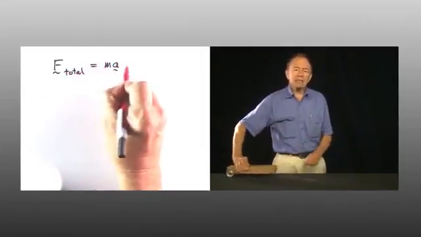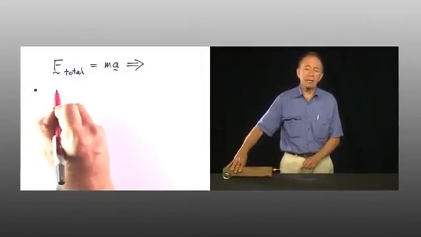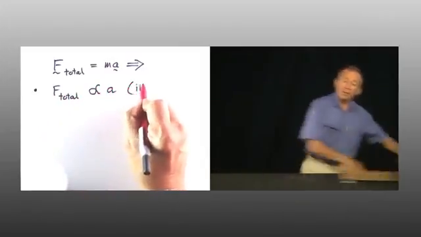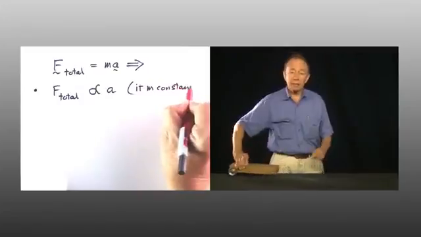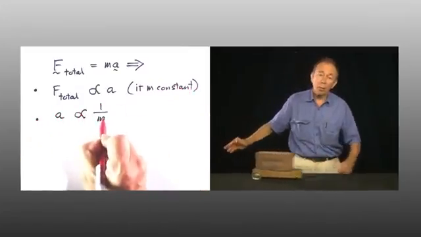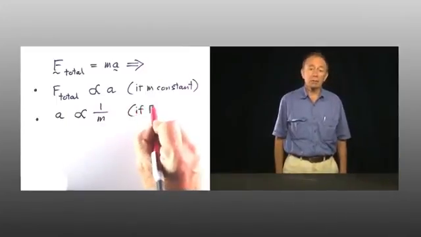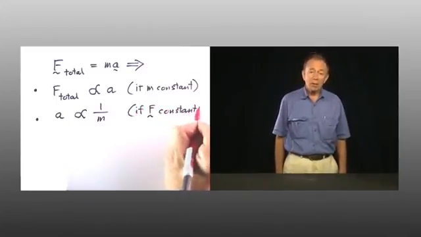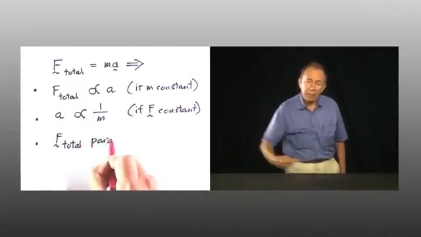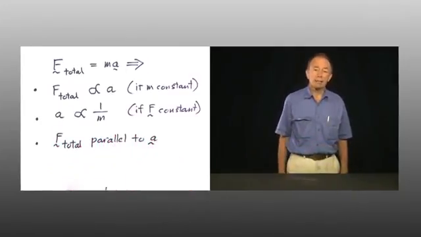The equation F total equals ma tells us 3 things. The greater the total force you apply to an object, the faster it accelerates. But the greater the mass of an object, the smaller the acceleration given to a total force. Finally, because it's a vector equation, the acceleration is parallel to the total force applied.